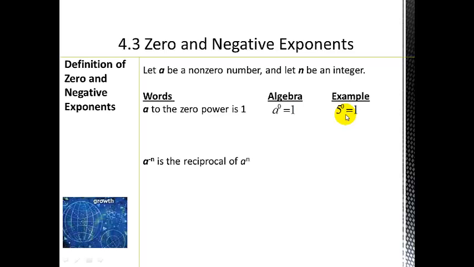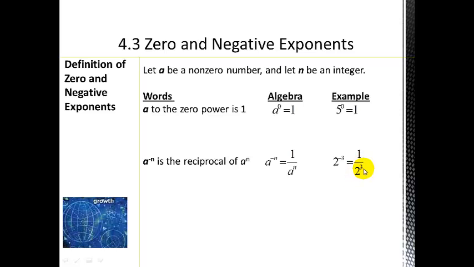Our next definition, the way we read this is a to the negative n is the reciprocal of a to the n. Notice that this is the negative n, its reciprocal would be a positive n. So here's how we would look at this in the algebra way. Again, a to the negative n is equal to 1 over a to the n. Let's look at this example, and that'll help make it a little bit more concrete. 2 to the negative 3 is equal to 1 over, or 1 divided by, 2 to the 3.